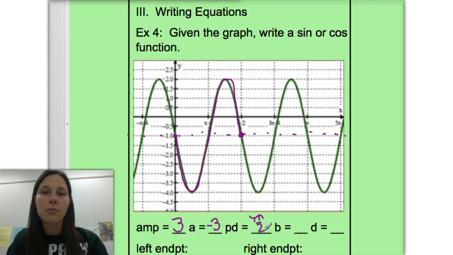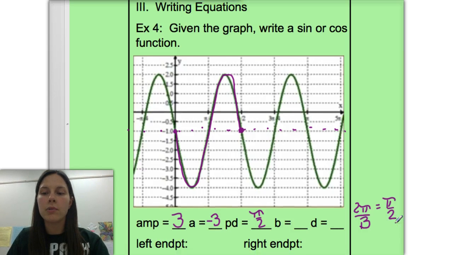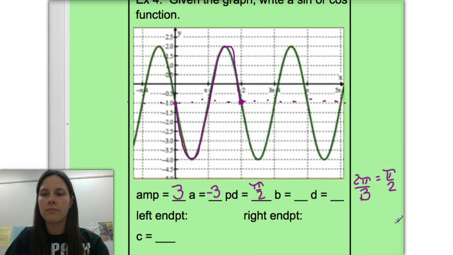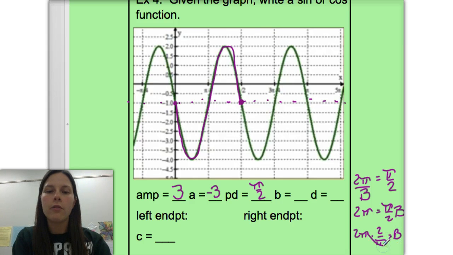So we have to solve to find our b. Remember, 2 pi divided by b equals the new period. So we know 2 pi divided by b equals the period, which in this case is pi over 2. So to solve for b, I actually have to first multiply both sides by b. So 2 pi equals pi over 2 times b, and then dividing by pi over 2 or multiplying by the reciprocal, I get a b value of 4.